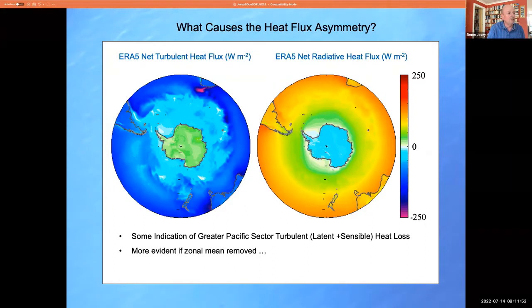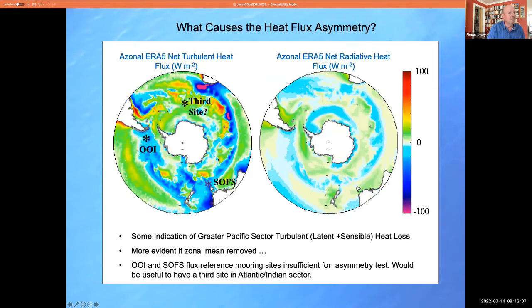This shows the turbulent heat flux and the radiative heat flux side by side. This is very uniform zonally, as you'd expect, the radiative heat flux. This one, you can start to see the asymmetry. This is the sum of the latent and the sensible. And if you take off the zonal mean, you could see it even better. And you can see that the strong asymmetry is occurring in the turbulent heat flux. Here's this blue pattern in the Pacific, saying stronger than normal heat loss, and we've got weaker than normal heat loss here. And so these two moorings, which we have already, are very interesting, the OOI site there and the Southern Ocean Flux Station, but they're both in this band, this region, where we have stronger than normal heat exchange.